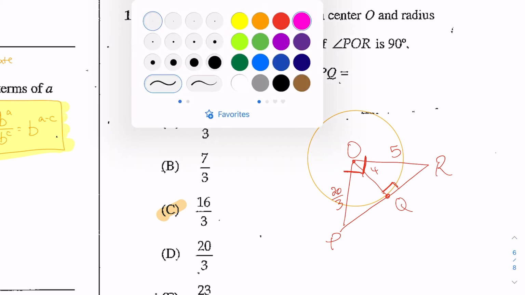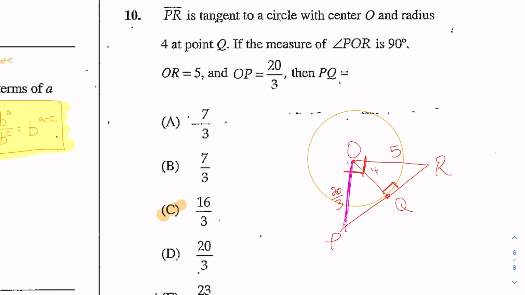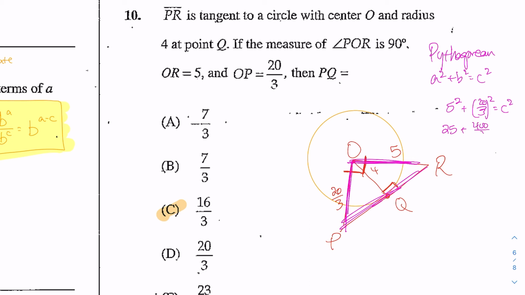All right, so here we have this right triangle. So we could do Pythagorean, because PR is the hypotenuse. So for Pythagorean, it's a squared plus b squared is equal to c squared. So in this case, 5 squared plus 20 over 3 squared is equal to c squared. 5 squared is 25. 20 over 3 squared is 400 over 9. That's equal to c squared.